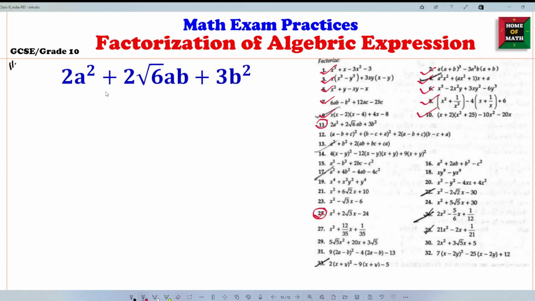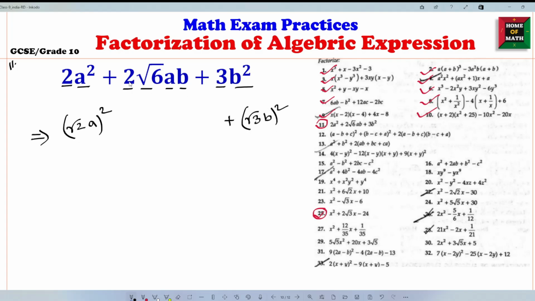Here is 2a square plus 2 root 6 ab plus 3b square. Look, here is 2, here is 3, here is a square and here is b square. But the interesting thing is 2 root 6 ab. So in this case we can make one thing. If we want to factorize, we can write the 2 as root 2 and a square as a, then square. Similarly, 3 we can write as root 3 and b, then square.